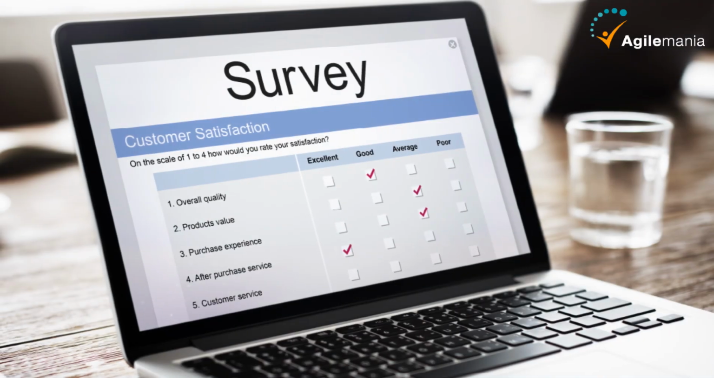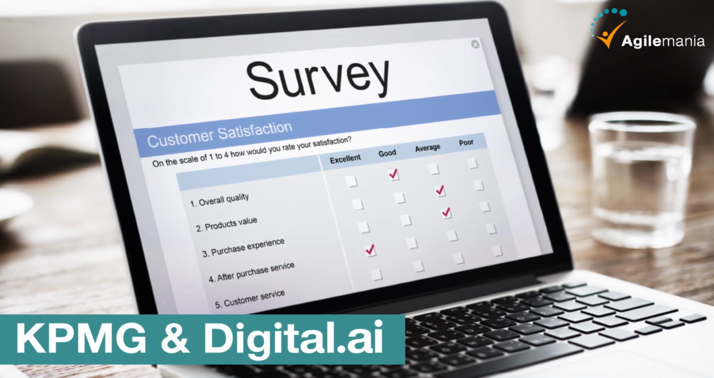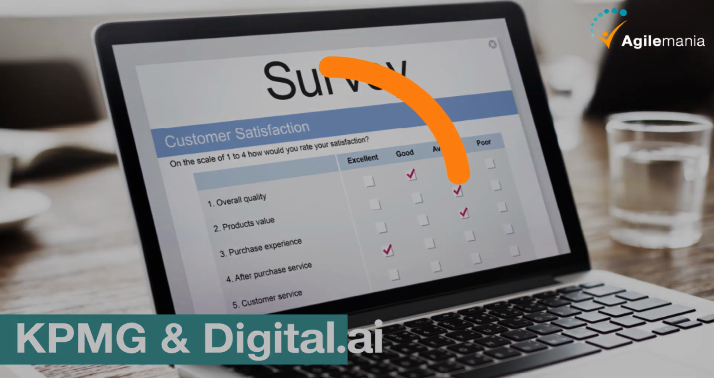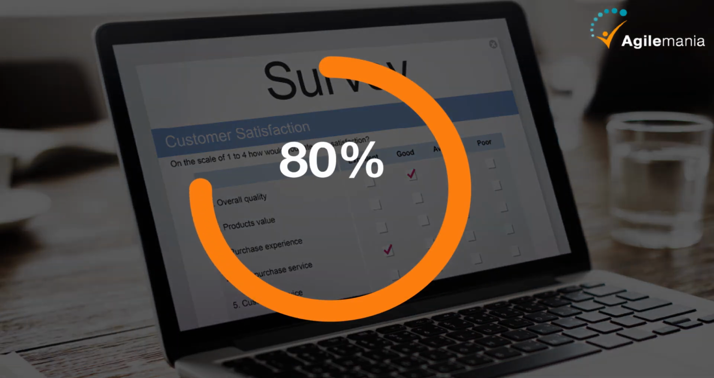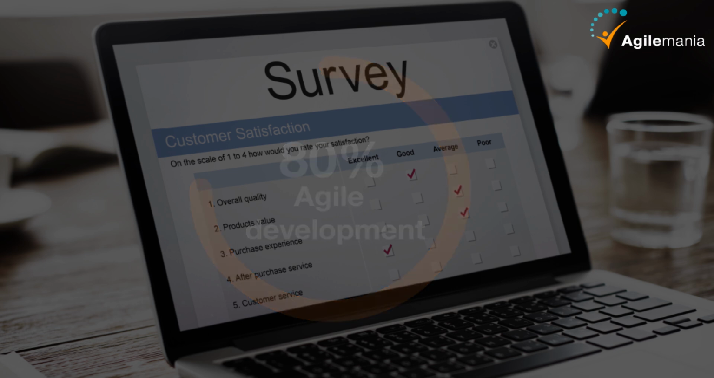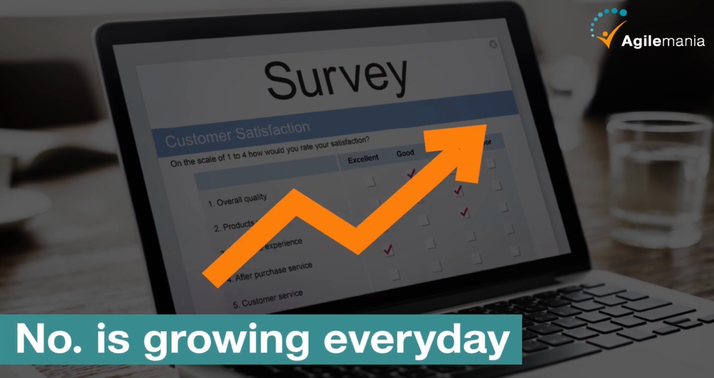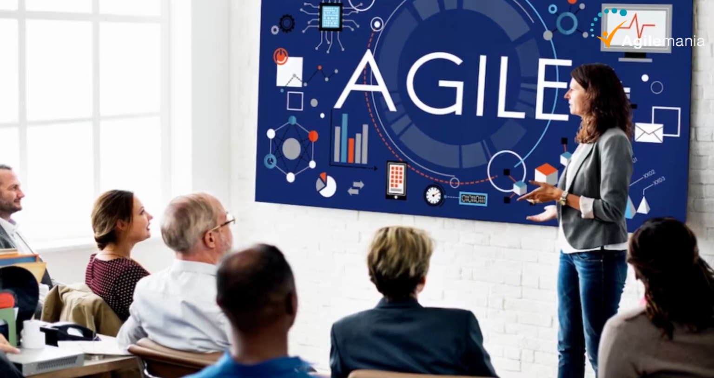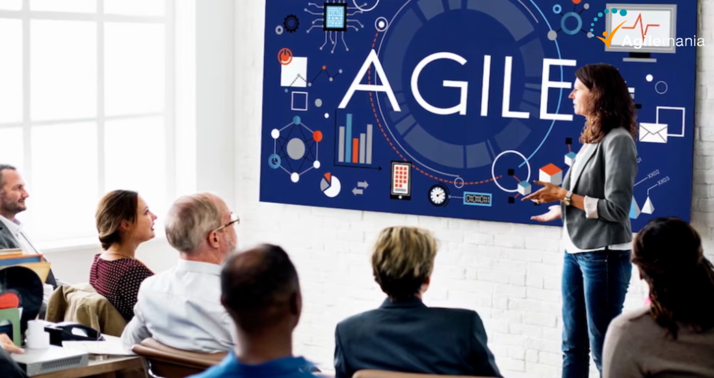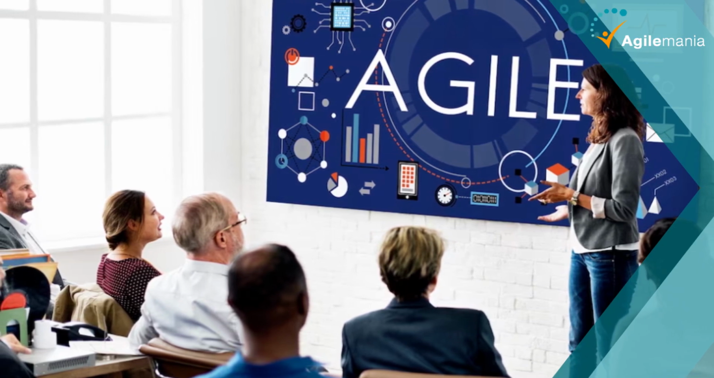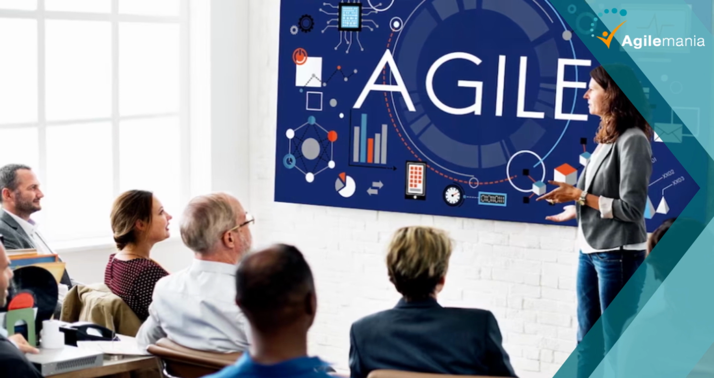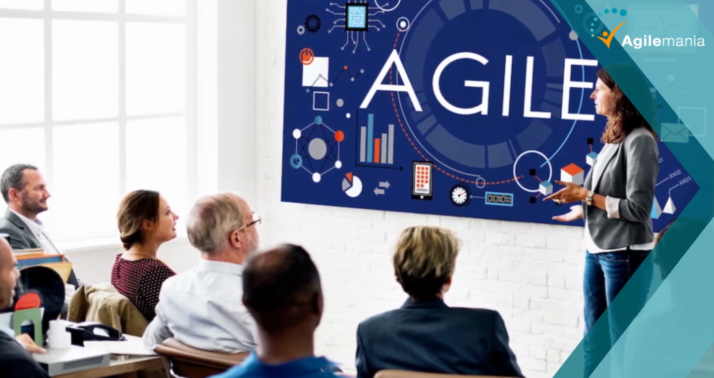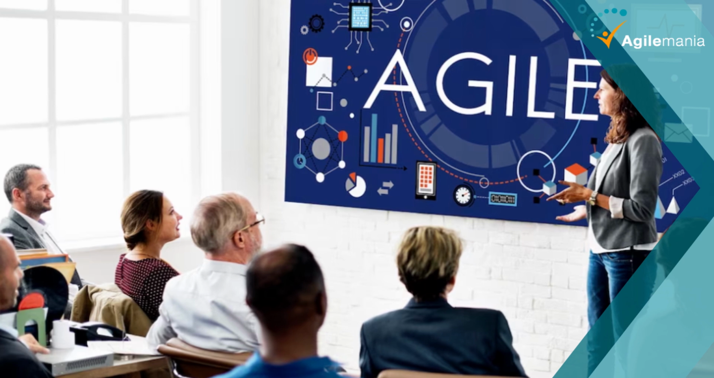Do you know that, according to a survey by KPMG and Digital AI, as of today, over 83% of companies are using Agile development? And the number is growing every day. In fact, a recent study found that the companies that use Agile teams are 30% more likely to meet their deadlines and 35% more likely to ship products on time, and they're also 25% more likely to be profitable.